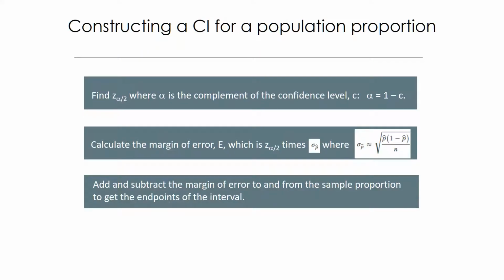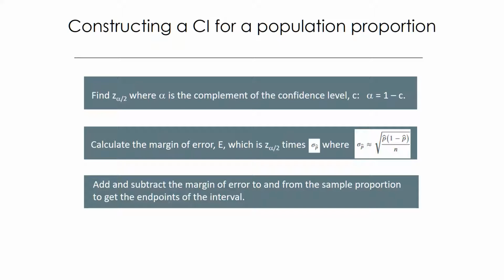So the steps for constructing a confidence interval for a population proportion are, first of all, to find a critical value, z sub alpha over 2, where alpha is the complement of the confidence level that you want. The confidence level that you want we denote by C for confidence, and it's a percentage corresponding to a probability, and alpha is the complement of that percentage. So alpha is 1 minus C, or 100% minus C as a percent.